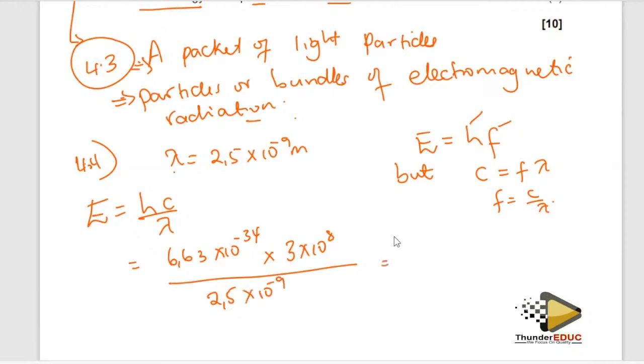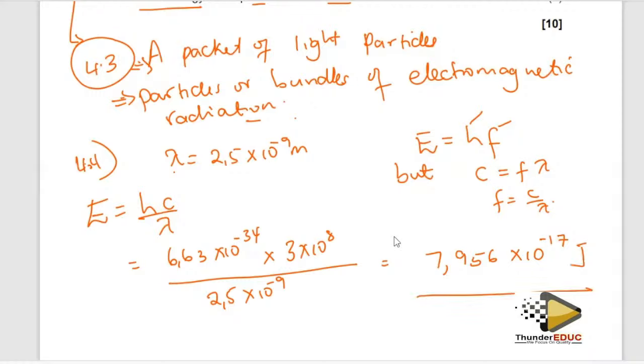Okay, so when I punch that into my calculator, it's saying 6,63 times 10 to the negative 34, multiplying it by 3 times 10 to the 8 over 2,5 times 10 to the negative 9. So I'm having 7,956 times 10 to the negative 17, but this will be in joules.